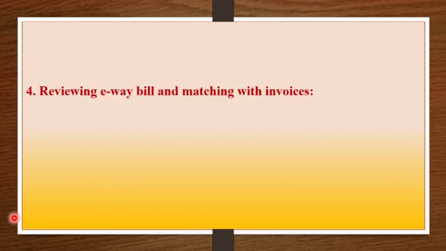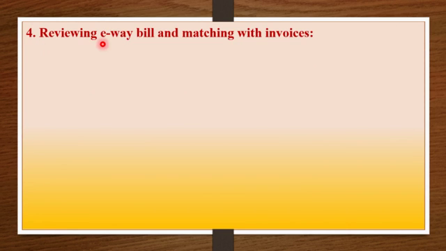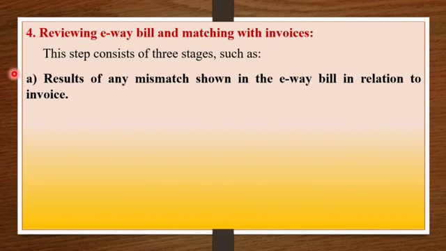Now, fourth checklist is reviewing e-way bills and matching with invoices. This step consists of 3 stages, such as the result of any mismatch shown in the e-way bills in relation to invoice. In that, as it is a familiar fact that an e-way bill is not alterable and it is not possible to delete it, but it is permissible to cancel it within 24 hours of its generation. When the goods get shifted without an e-way bill, the designated authority could impose a fine for this.